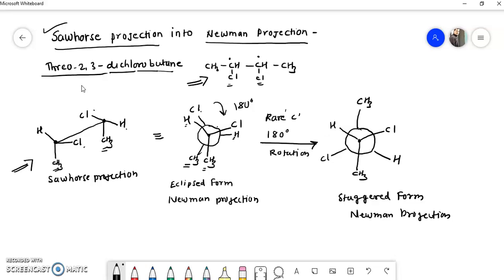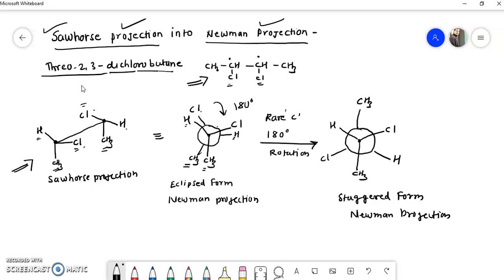So in this way, we can convert a Sawhorse projection formula into a Newman projection formula. The important thing which you have to remember is do not disturb the stereochemistry while interconverting a projection formula from one form to another form. Say for example, you see here these chlorines are on opposite sides. Here also we have to draw the chlorines on opposite sides. Here also you see hydrogens are on opposite sides. Here also you have to draw the hydrogens on opposite sides, and the same is applicable to the methyl group also. So in the same way, we can convert a Sawhorse projection formula into the Newman projection formula.